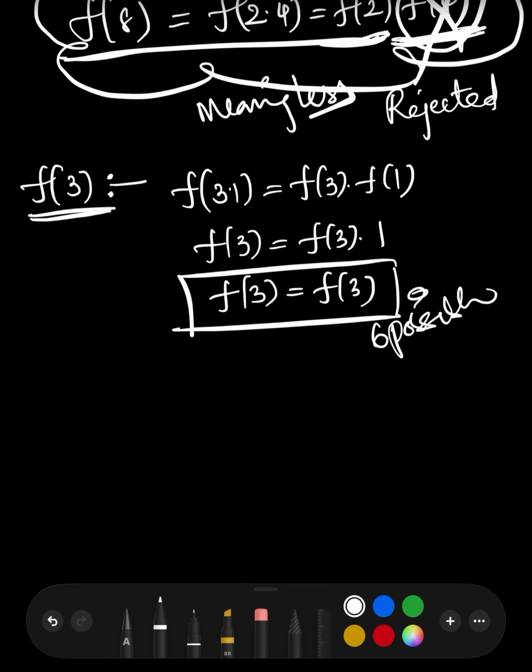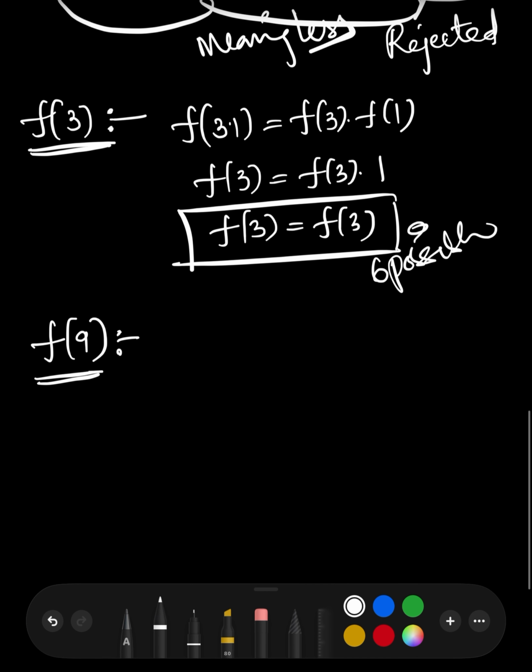But there will be another number which is influenced by 3, which is nothing but f of 9. Now just check f of 9, how it will influence the question. If f of 9 is influenced by f of 3, strictly f of 3 doesn't contain 6 possibilities. Now we will see what are those possibilities. It is not fixed, keep in mind.